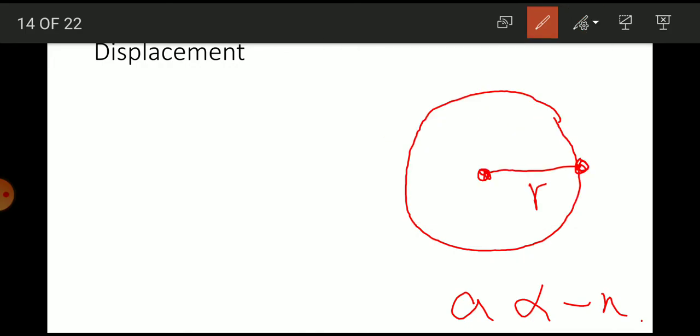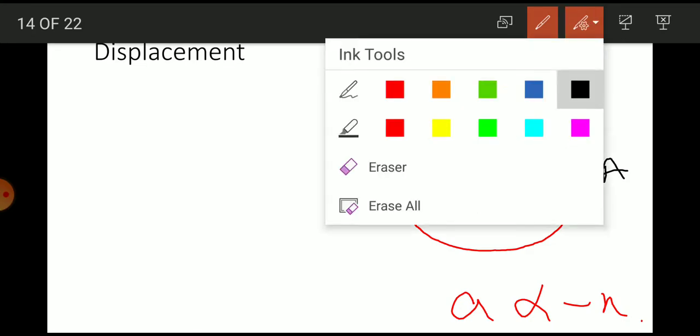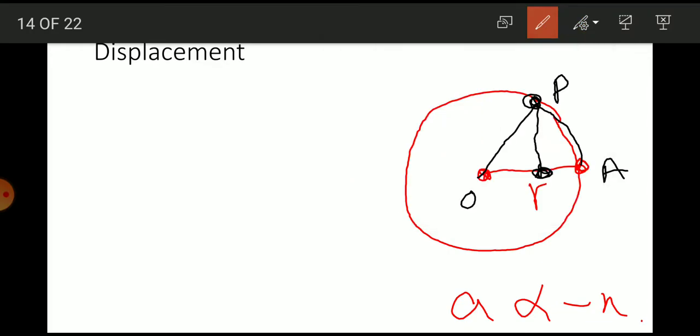Now the body moves from position A to point P position. So OA. From here I draw a point. The green line represents the motion of the projection. It is equal to x, and this distance is equal to the radius of the circle. Now we know that centripetal acceleration is equal to v square divided by r.